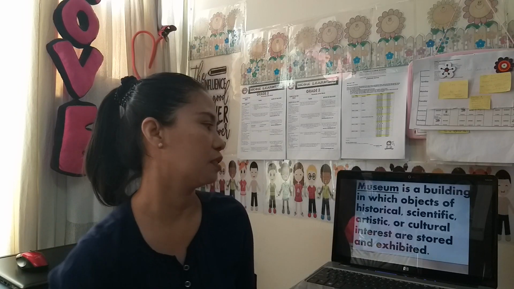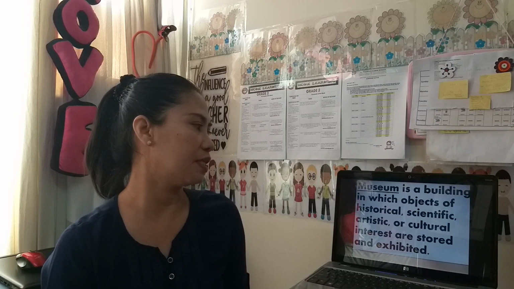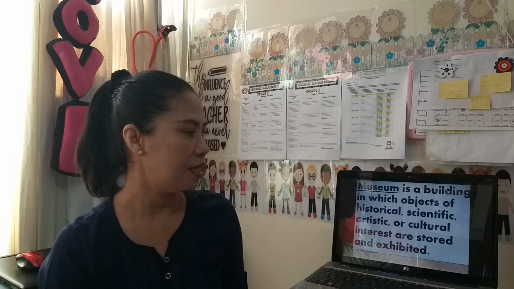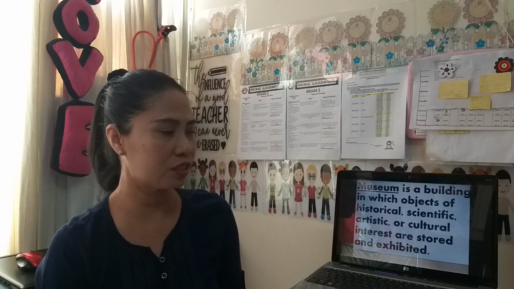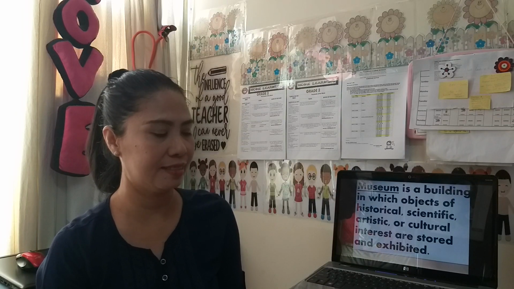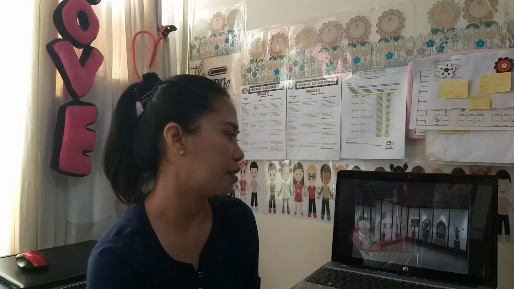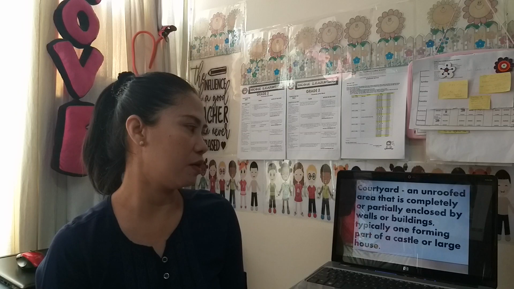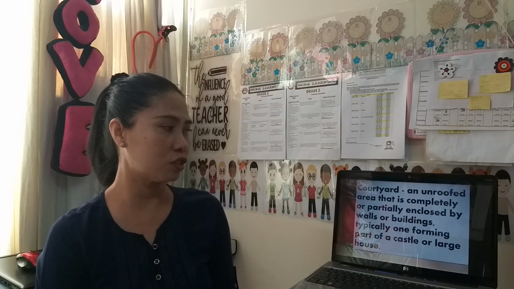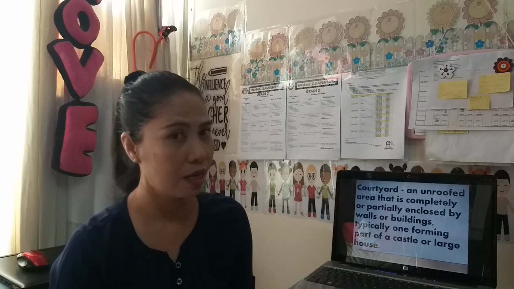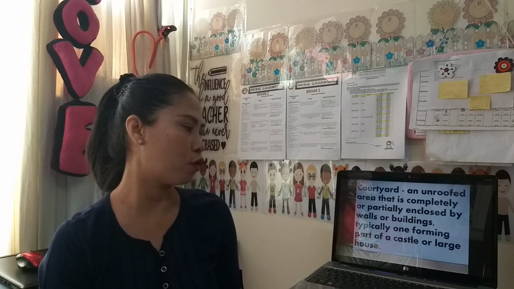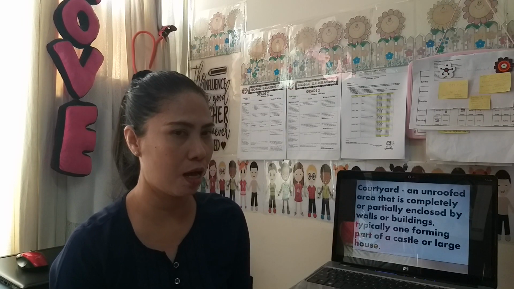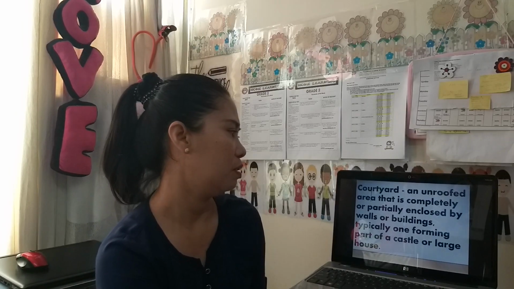Okay, next, museum. A museum is a building in which objects of historical, scientific, artistic, or cultural interest are stored and exhibited. So how does it look like? So this is how a museum looks like. Next, courtyard. A courtyard is an unroofed area that is completely or partially enclosed by walls or buildings, typically one forming part of a castle or large house. So let's see how it looks like.